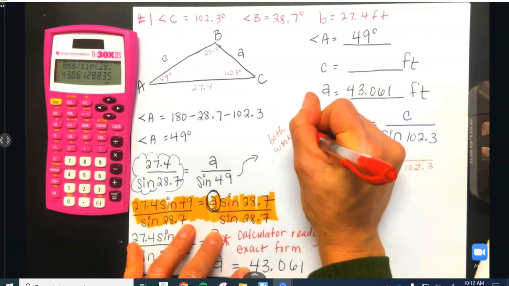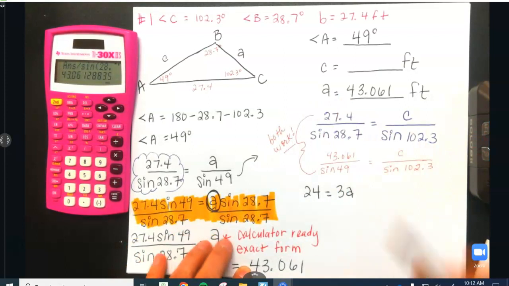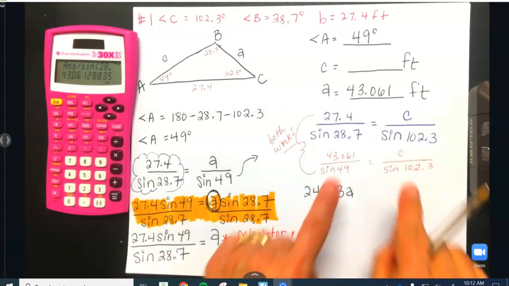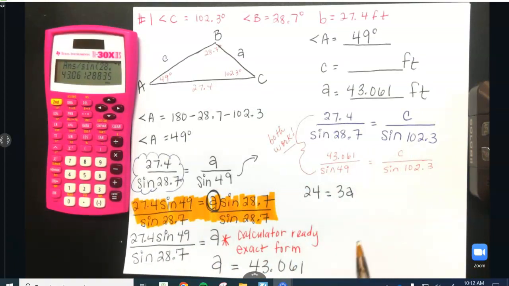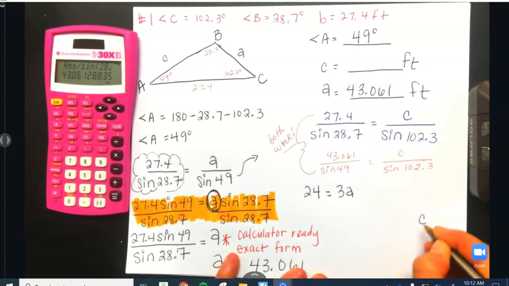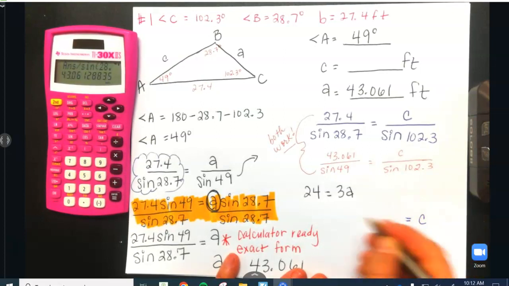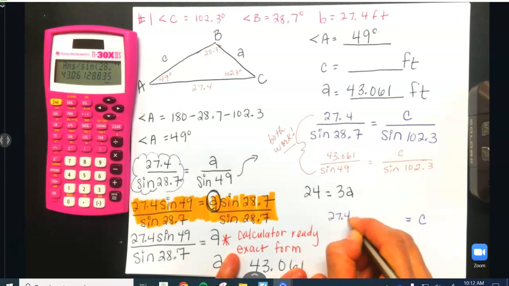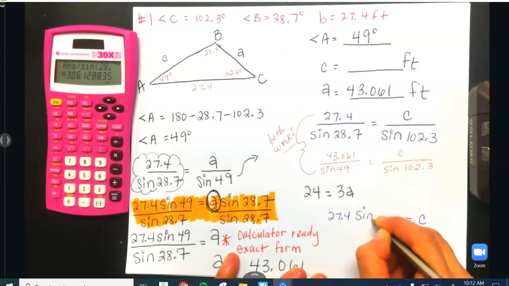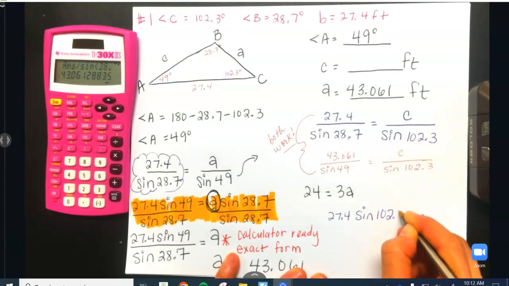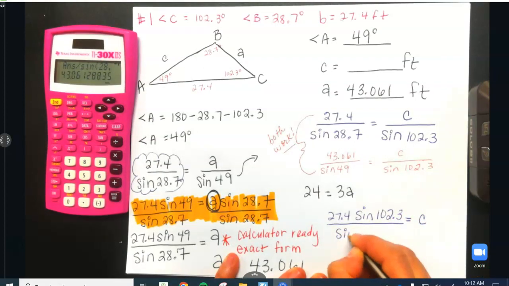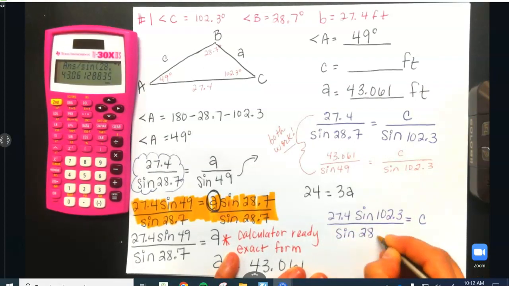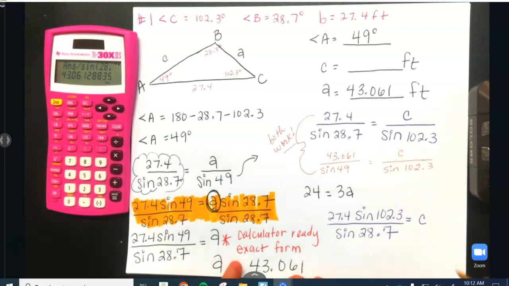All right, so I'm going to go back to what I wrote in purple. I'm going to go straight to calculator ready form. So leg C is going to equal 27.4 times sine of 102.3 divided by sine of 28.7. Remember, this is calculator ready.